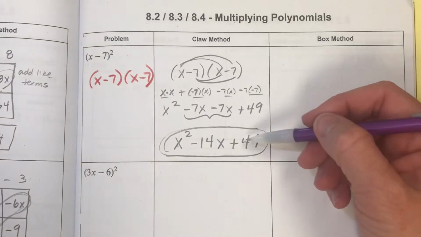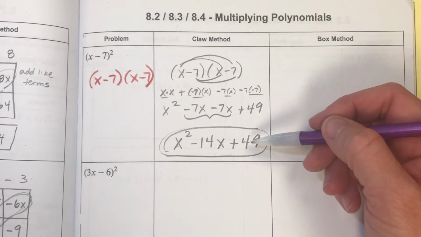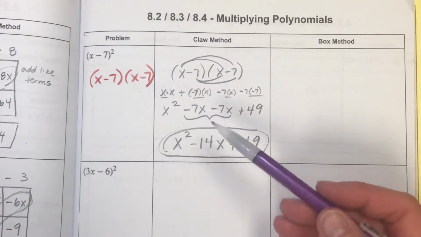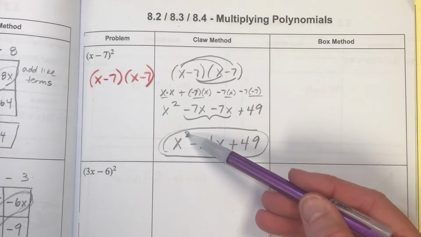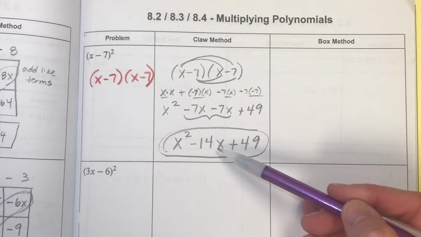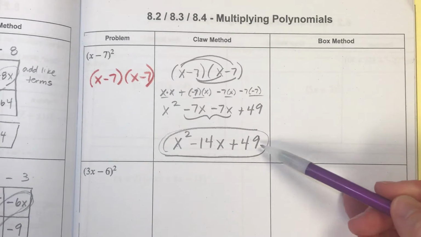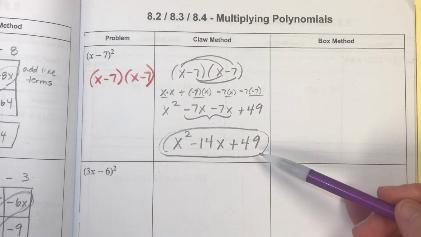I would stress that it is important that you leave your final answer in what's called standard form, where your variables go with highest power to the next highest power and then down and down until you have your number term last with no letters.